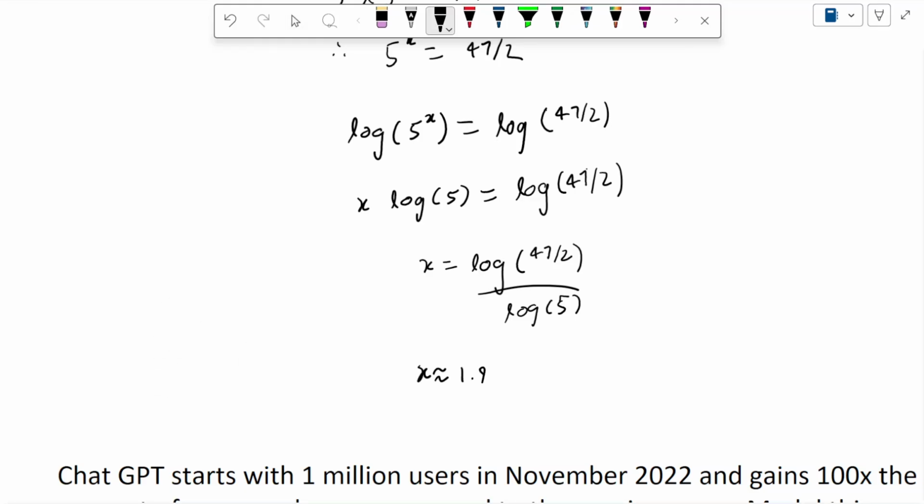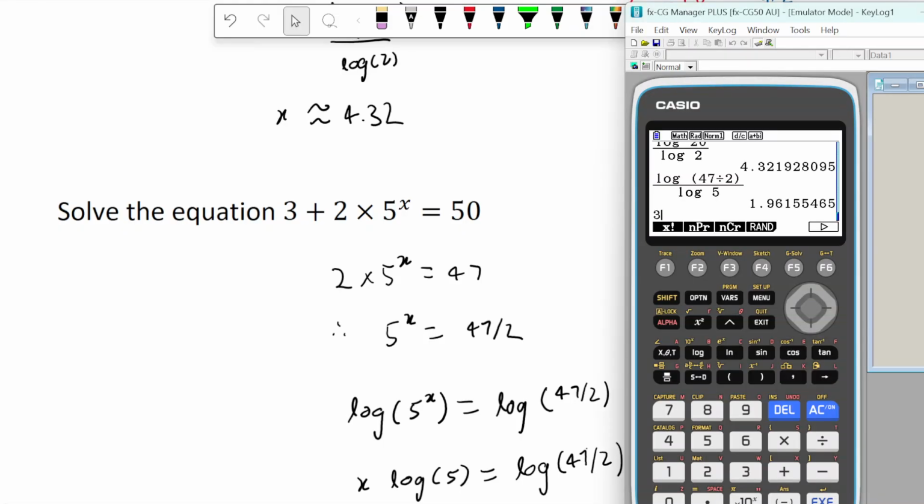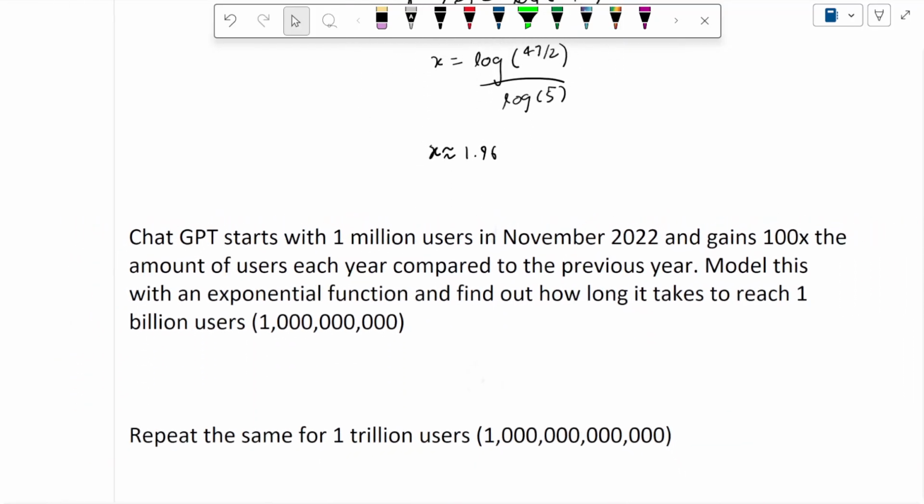And it's always good to double check that you've actually done this right. So if I do 3 plus 2 times 5 to the power of that answer we just got, 1.96, I should get about 50. Because we've rounded the x value, I don't get exactly 50, but you can see 49.8 is pretty much 50.